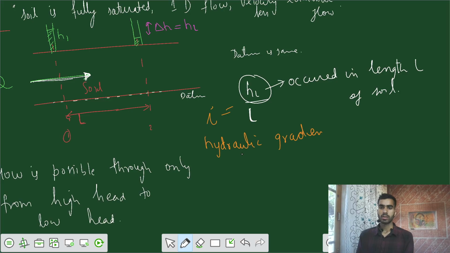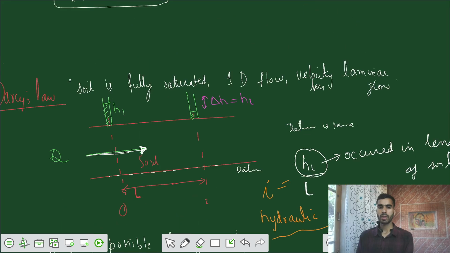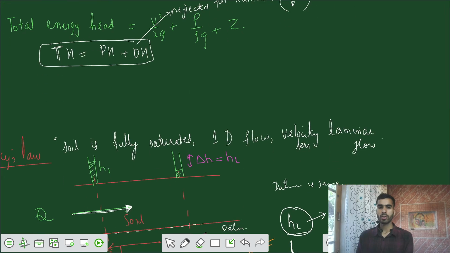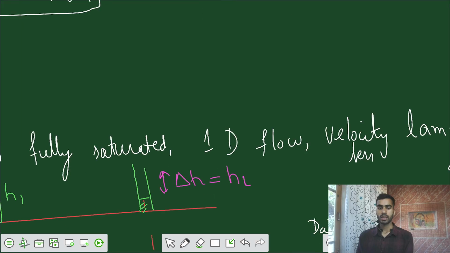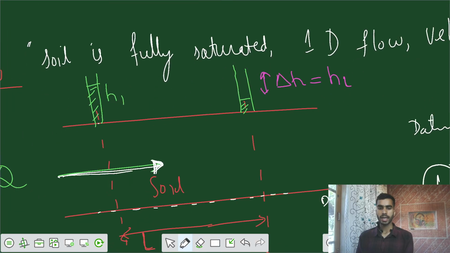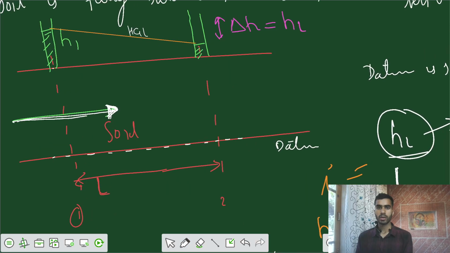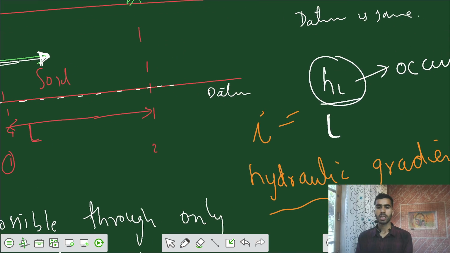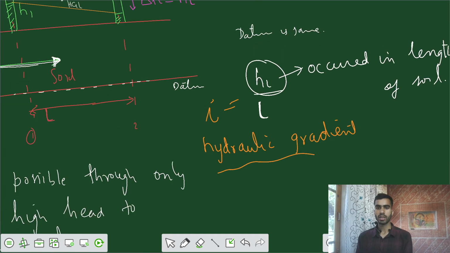This is actually based on the concept of the hydraulic gradient line, because we said that we are going to ignore the velocity head. If there is some hydraulic gradient line between the two points, let's say I have the hydraulic gradient line. This is your HGL, the hydraulic gradient line. From this we can get the slope, that's your head loss per unit length. That's your hydraulic gradient.